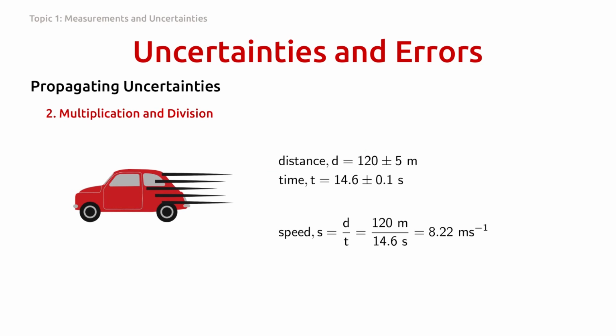The second case is in multiplication and division. Now imagine this situation. In 14.6 seconds, a car covers a distance of 120 meters. The distance has uncertainty of 5 meters, and the time has uncertainty of 0.1 seconds. The speed is distance over time, 120 meters divided by 14.6 seconds, and this is equal to 8.22 meters per second. The same question as before, what is delta S, the uncertainty in speed?